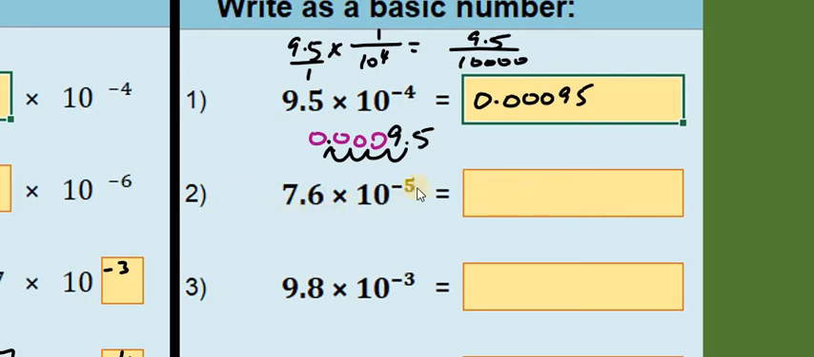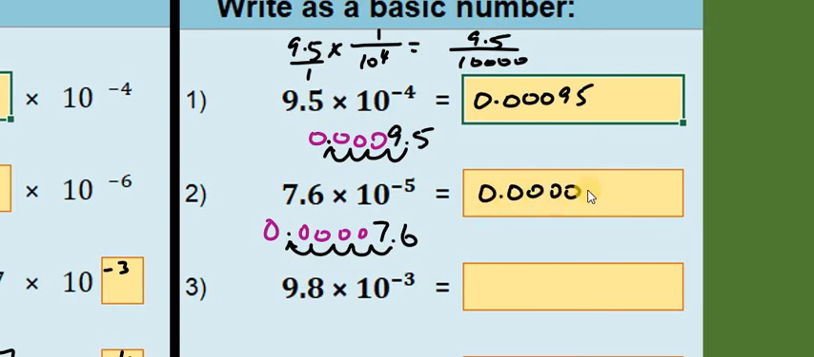So 7.6 times 10 to the negative fifth power. So we're going to write that down. 7.6, shift the point 1, 2, 3, 4, 5. And so we're going to put these zeros here. And so our answer will be 1, 2, 3, 4, 5 zeros there, including the one before the point, then 7, 6.